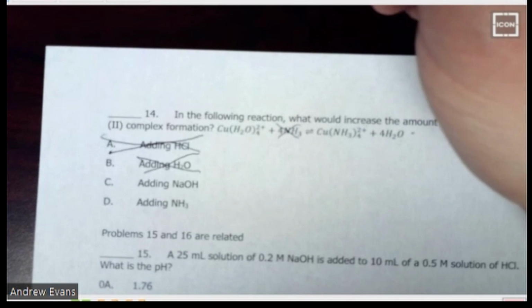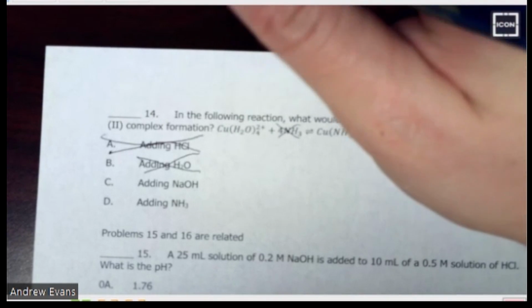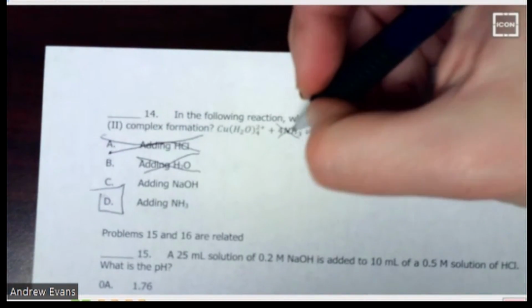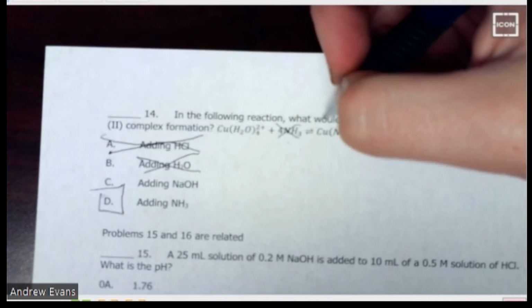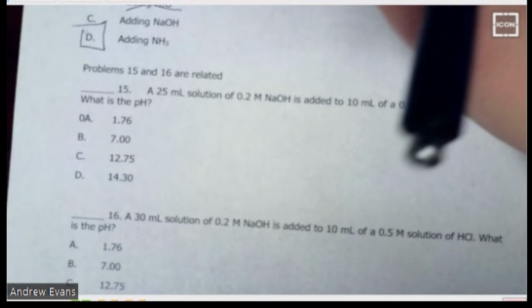Adding hydroxide might remove some of the water, but that one's kind of iffy. The best answer would probably be adding ammonia. More ammonia is going to cause that to shift to the right. You can maybe argue C, but D is the best answer.